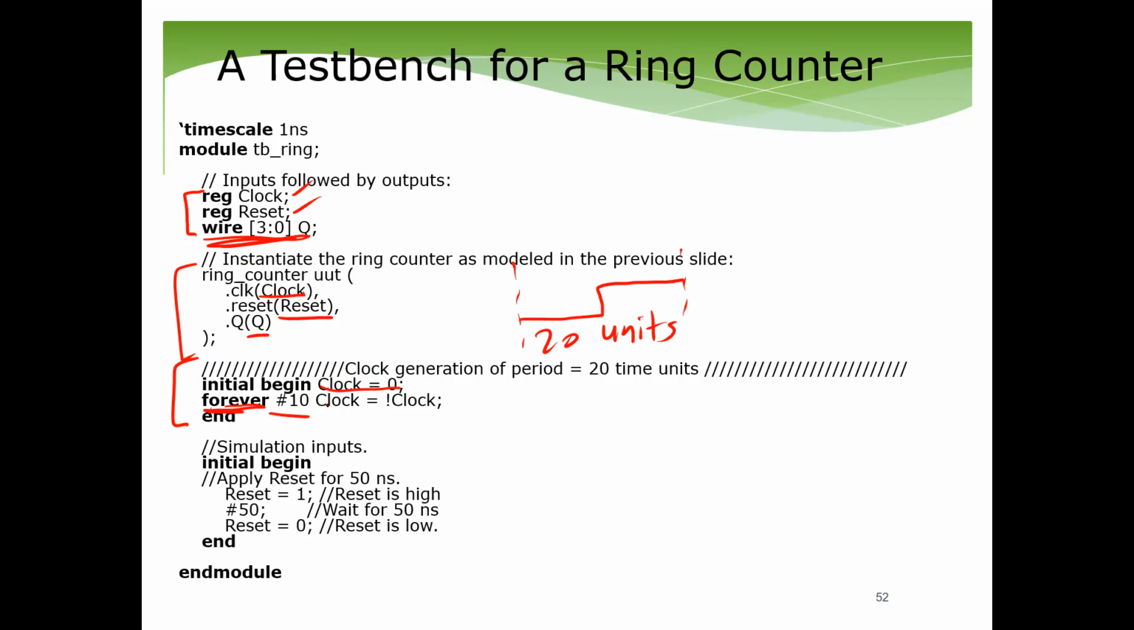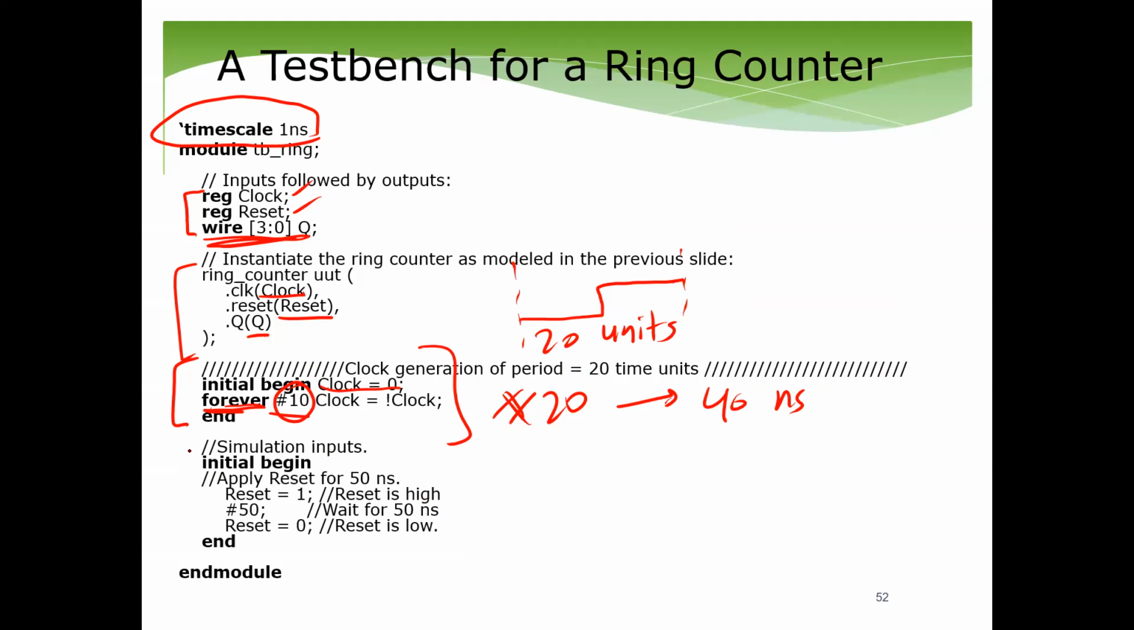This is very important to understand when I ask you to generate a clock with a certain frequency. Okay, if I need a 20 nanosecond clock cycle, you need to define the time scale as 1 nanosecond and use a delay of 10 time units when you create the clock. If you write 20 here, this is going to generate a 40 nanosecond clock cycle. So that's very important to note.